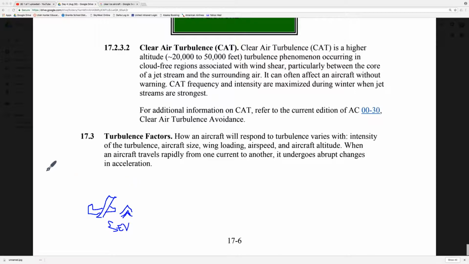We have our heavy CRJ come fly through that same pocket of severe turbulence at the same time. He's going to be reporting light turbulence. Light to moderate, right? And that's due to the size and weight of his aircraft. What may be severe turbulence for a smaller aircraft may be light or moderate to a bigger aircraft.